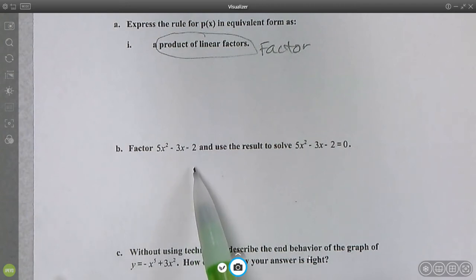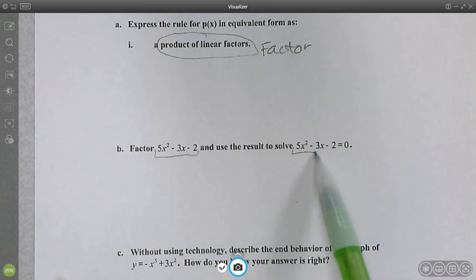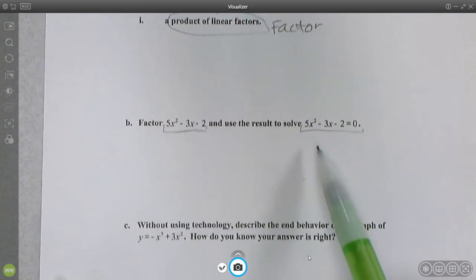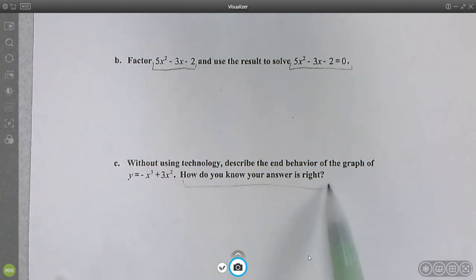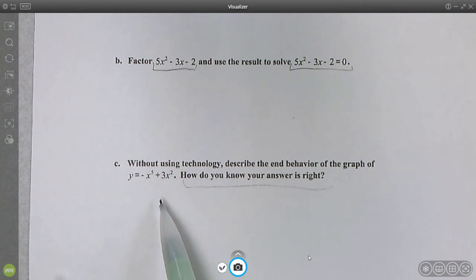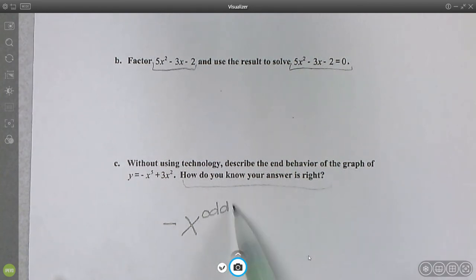This one, factor this, you'll have to use box method and then solve. So set your factors equal to 0. Then this one says, without technology, describe the end behavior. And then how do you know your answer is right? So end behavior, that's what we just looked at. So this is going to be a negative x to an odd power. So just think about any other odd power, what's that going to look like? And that should help you out.